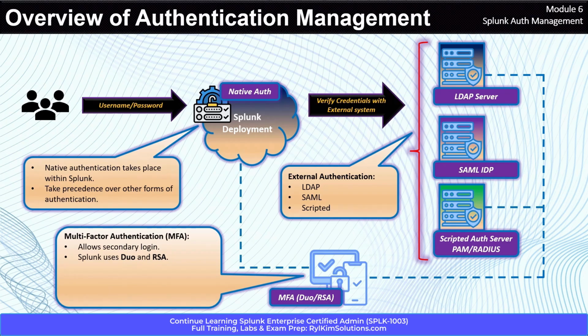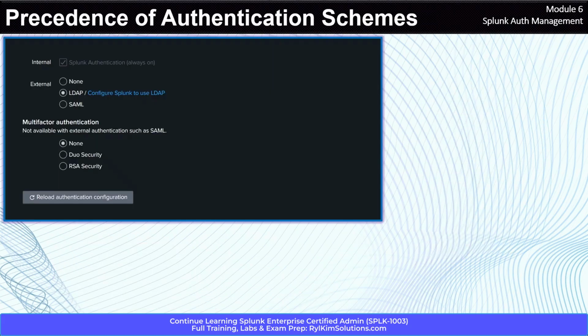And because we are saying that MFA is a secondary authentication type, does it work with all the primary authentication types that we have in Splunk? Absolutely not. It works with native authentication. It works with LDAP authentication. It works with scripted authentication, but MFA does not work with SAML SSO. So we just highlighted that when multiple authentication schemes are configured, then native authentication is going to take precedence. Now let's look at the precedence order here.